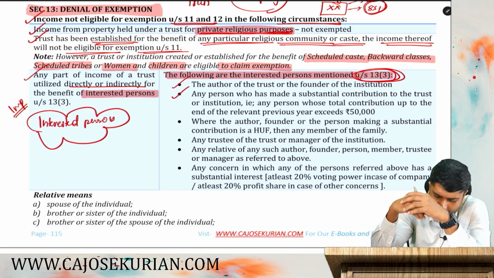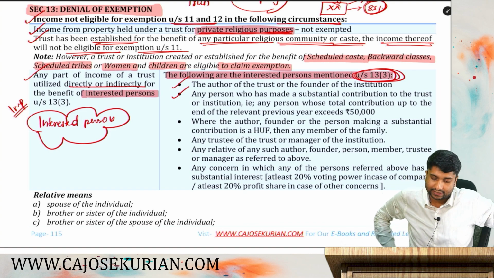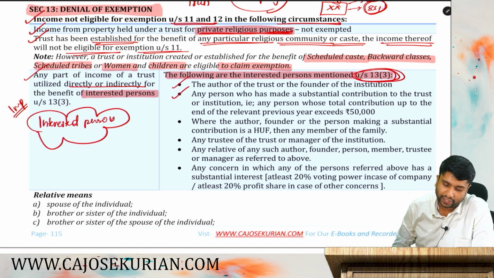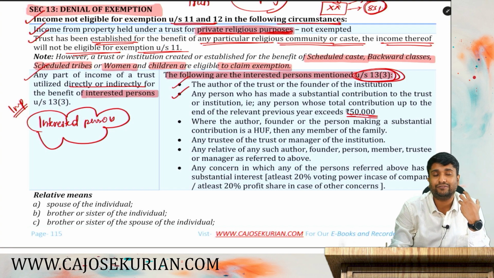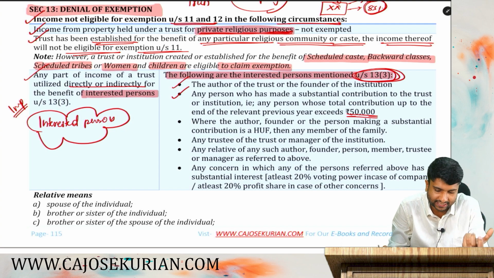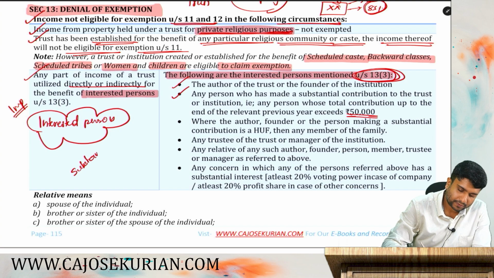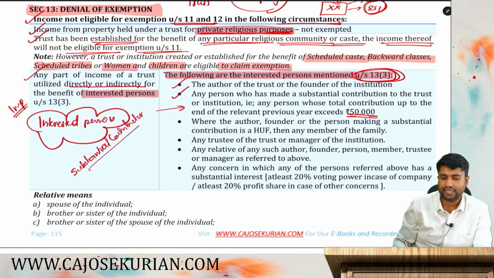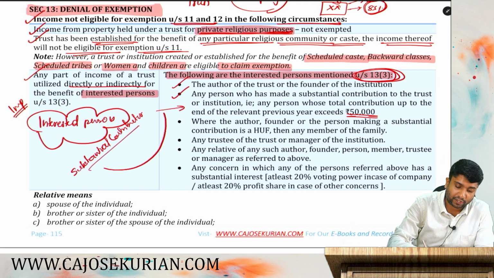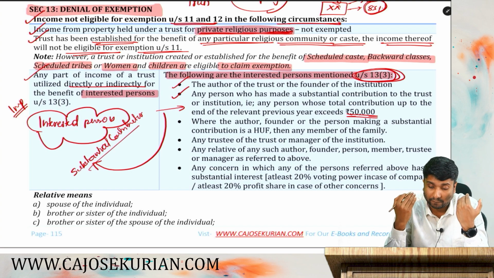Number 2, any person who has made a substantial contribution to the trust or institution. That is a person whose total contribution up to the end of the relevant previous year exceeds 50,000. So if you are a person contributing more than 50,000 to the trust, you will be considered a substantial contributor. If you are a substantial contributor and the trust is spending something for that particular contributor, then it will be considered as an amount spent for the interested person's benefit.